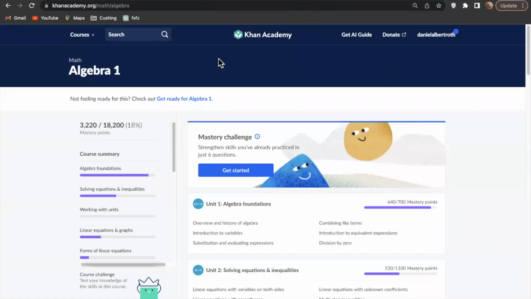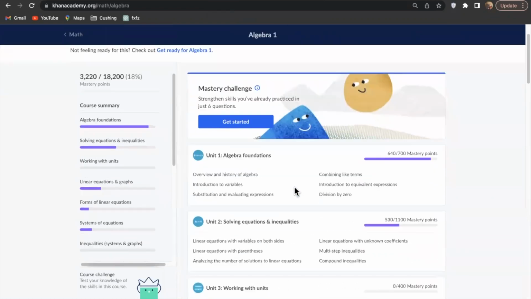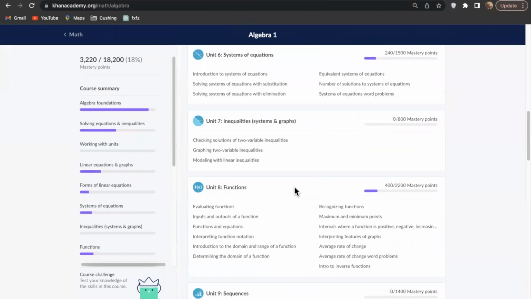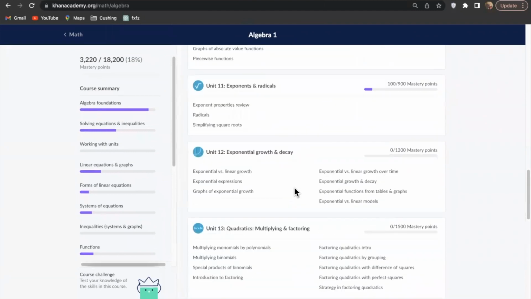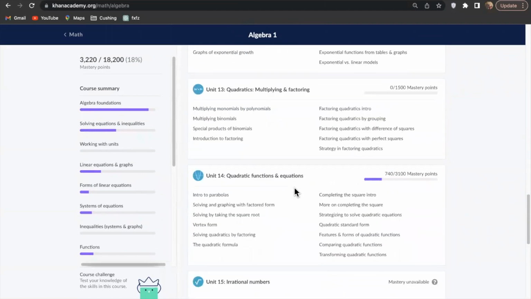Hey everyone. So we're in the Khan Academy Algebra 1 class today. Somebody requested in the comments, it was the first comment request, which I thought was pretty cool, to do the Unit 14 test for Algebra 1.